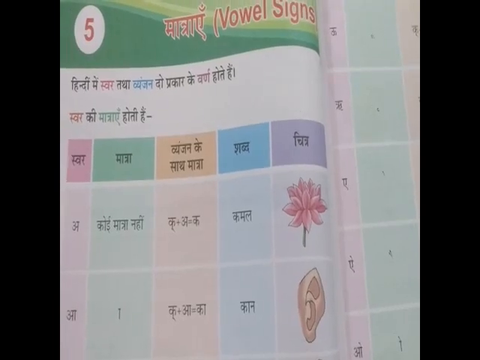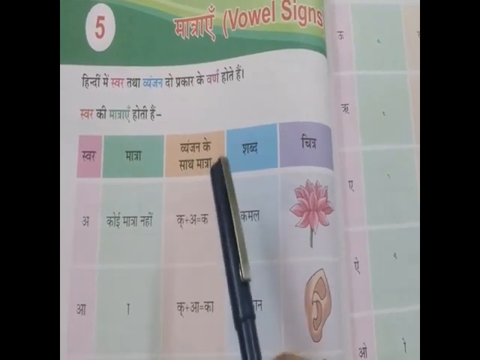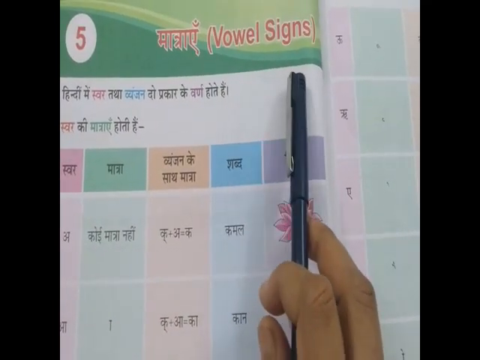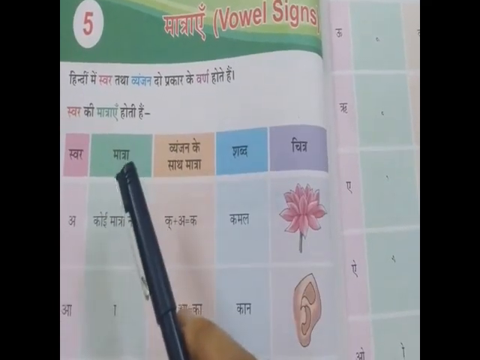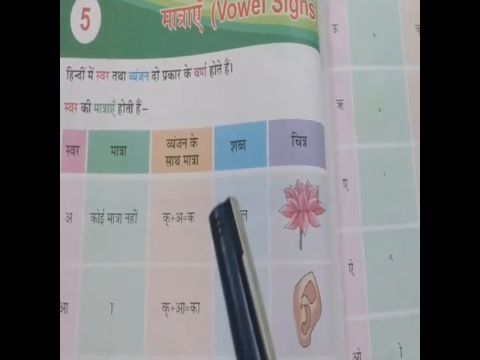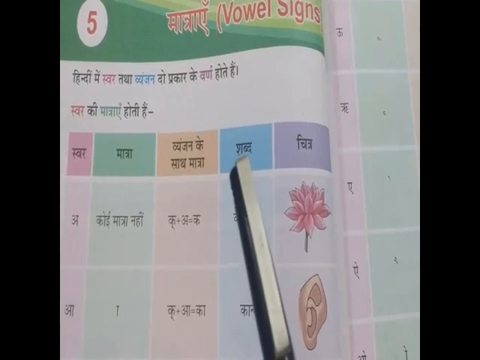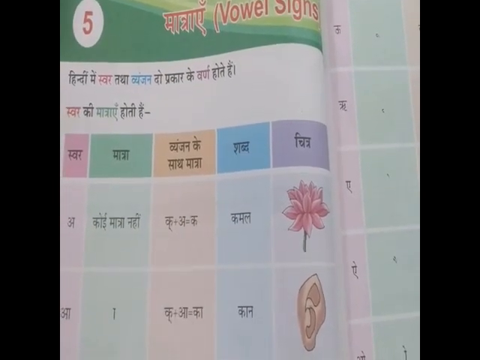Good morning. Today we are going to study matraएं. Matraएं, that means vowel sign. As you know, हिंदी में स्वर तथा व्यंजन दो प्रकार के वर्ण होते हैं. In Hindi you can see two types of letters. One is स्वर and the other one is व्यंजन.